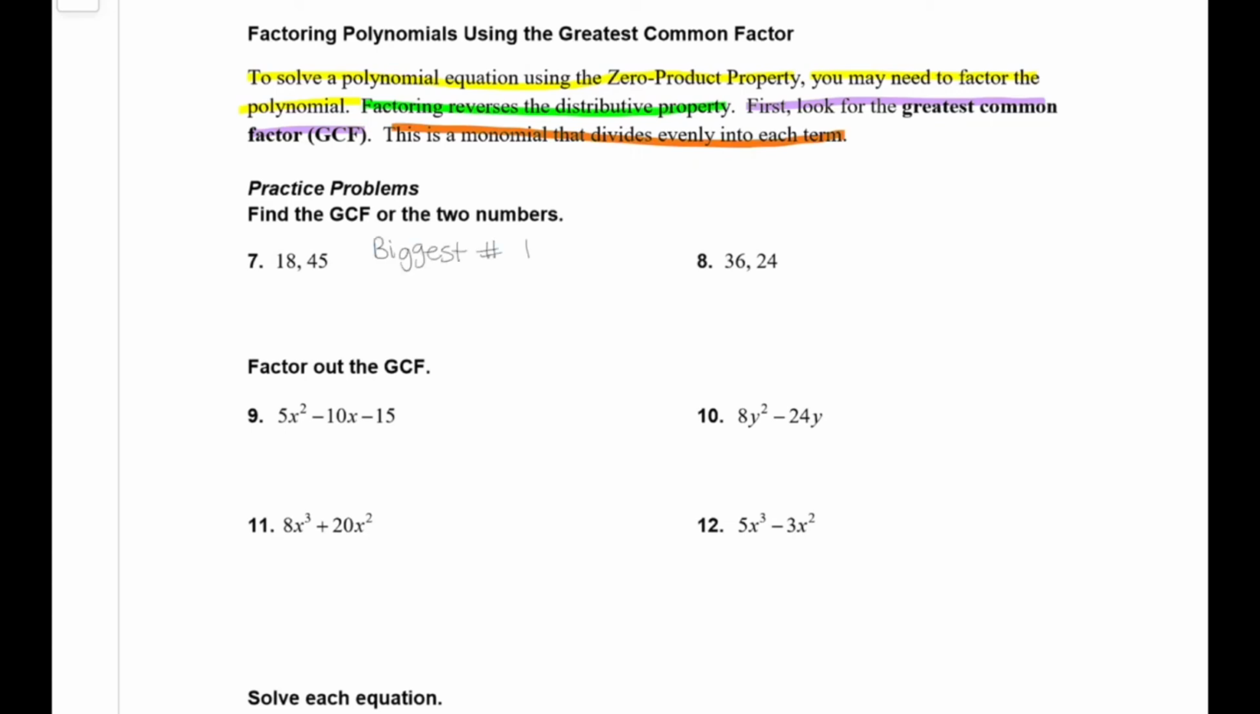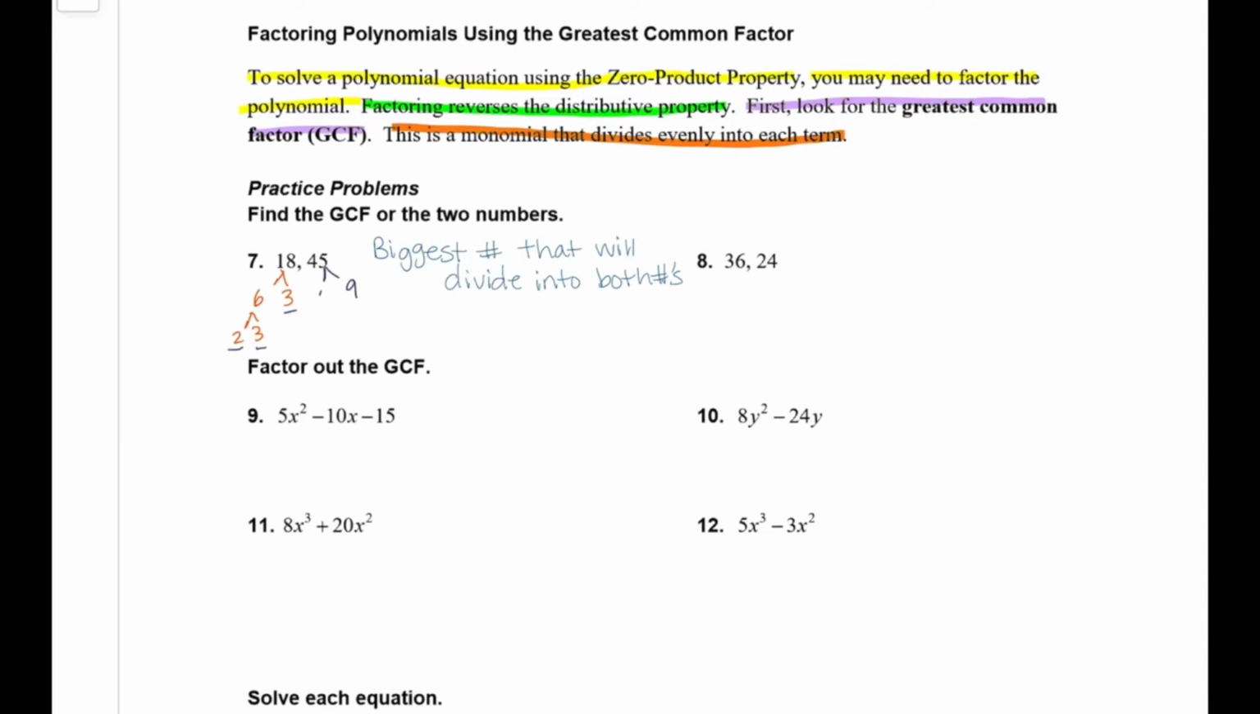So on number 7, we are finding the greatest common factor, or the GCF, of the two numbers. So the GCF is the biggest number that will divide into both numbers. So I'm going to make a factor tree of 18. I have 2 times 3 times 3 gives us 18.